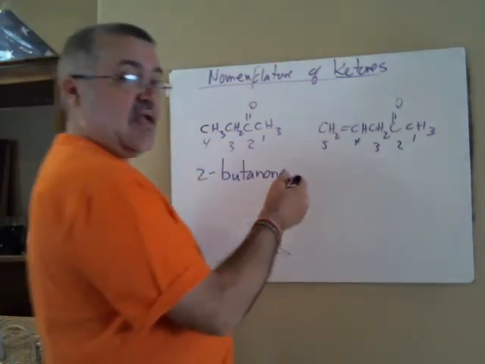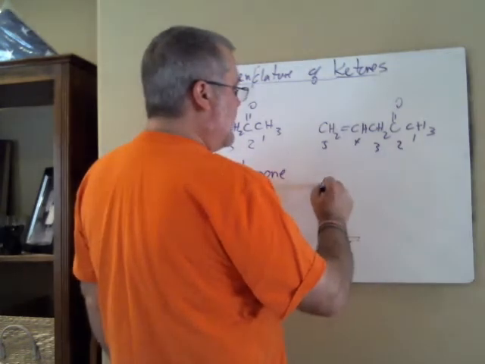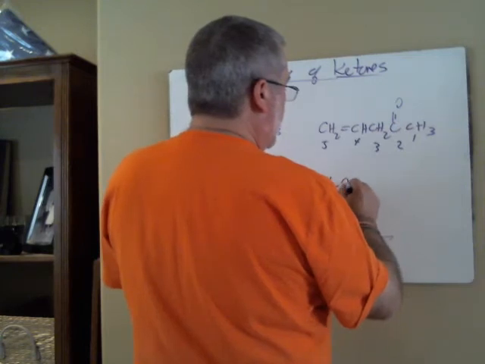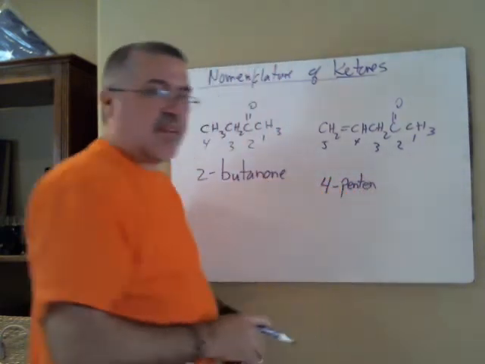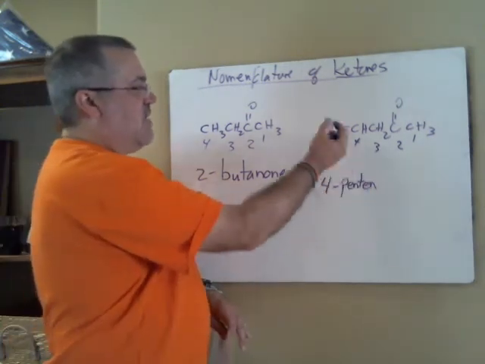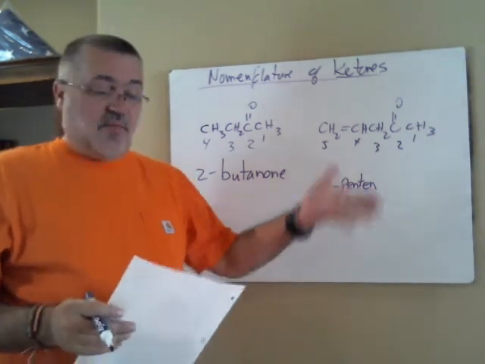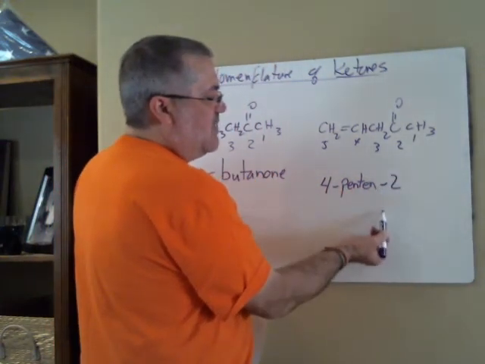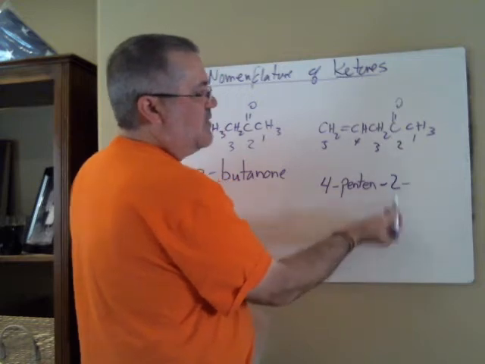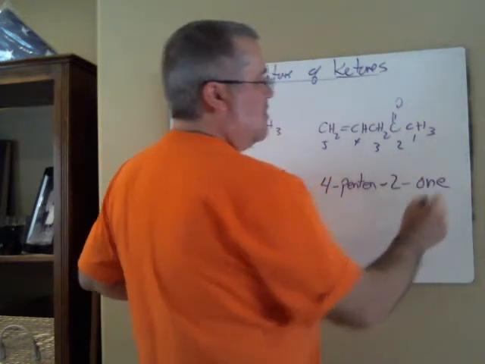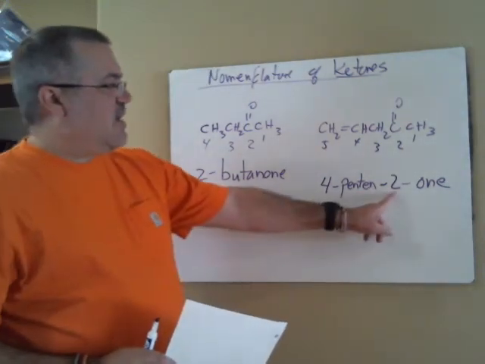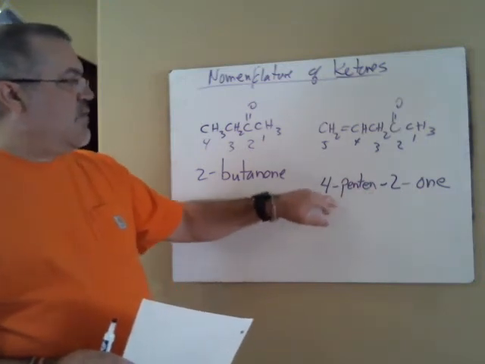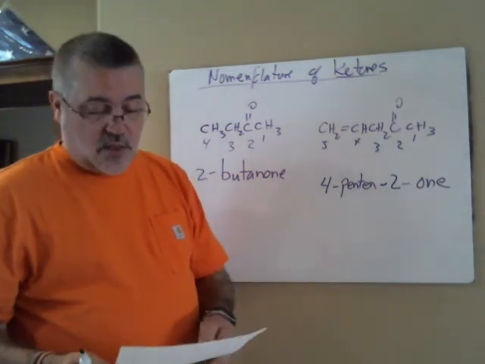And so what would the name be here? Well, I've got something at the 4 position, right? And that thing at the 4 position is the double bond. So pentene, right? Because I have to indicate that I have a double bond in the 4 position. That's just alkene nomenclature that we already know. But then I've dropped the E of the pentene. I've inserted the number position for where the carbonyl is, and I add my O-N-E. That's to make sure that we know the 2 goes with the one and the 4 goes with the ene. So 4-penten-2-one. Okay?